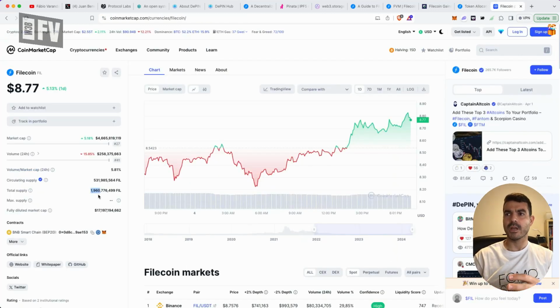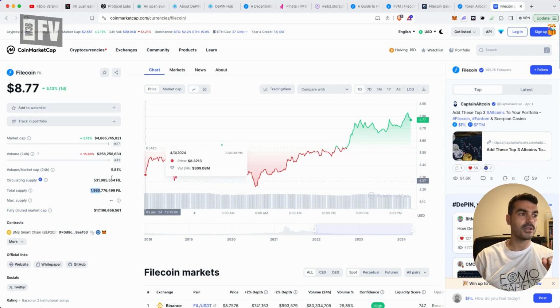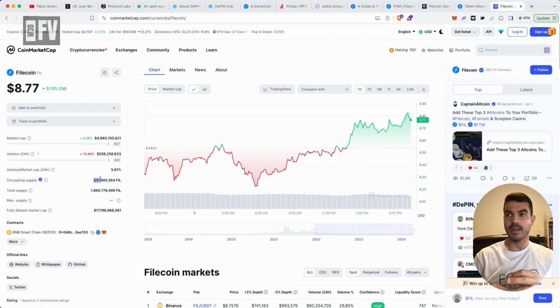Of the 2 billion, we can see that at most there can be only 1,960 million FIL tokens left, which shows that the burning system is happening. In addition, we can also see that there are still only around 532 million tokens in circulation, which shows that there is still a lot to be mined.